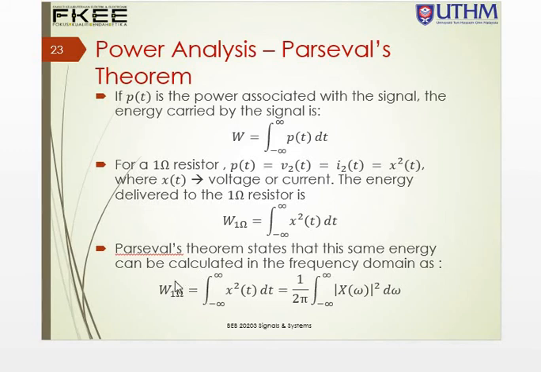So you need to know this formula. Integration from minus infinity to infinity of x squared t dt, or 1 over 2 pi integral of the modulus of X omega squared. So one is in the time domain, another one is in the frequency domain. So you can choose which one to use.